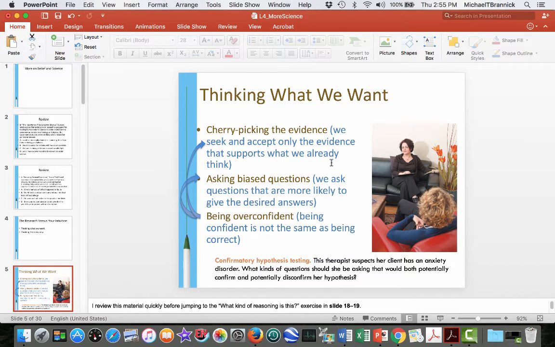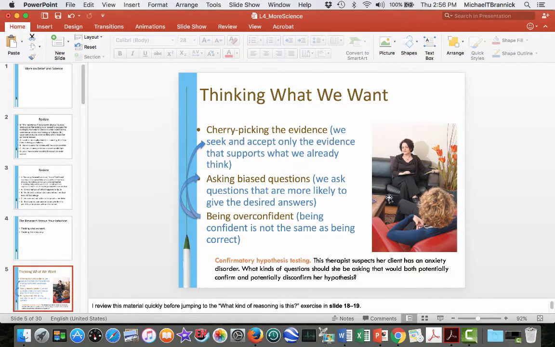Another thing she talks about is asking biased questions. So we ask questions that are likely to give us the desired answer. In a job employment interview, if a person thinks that you are lazy, then they'll ask a lot of questions to try and get you to admit how lazy you are. In this example, she says the therapist suspects her client has an anxiety disorder. What kind of questions should she be asking that would both potentially confirm and potentially disconfirm her hypothesis?